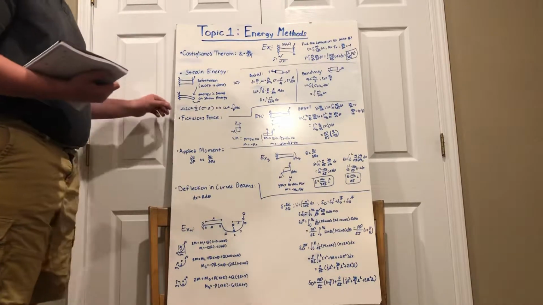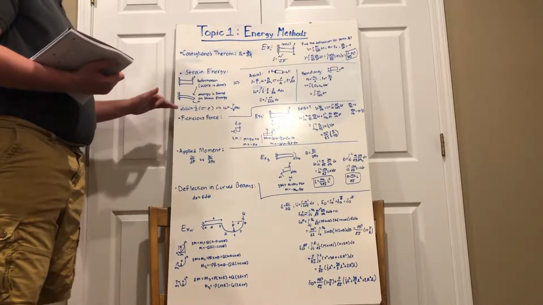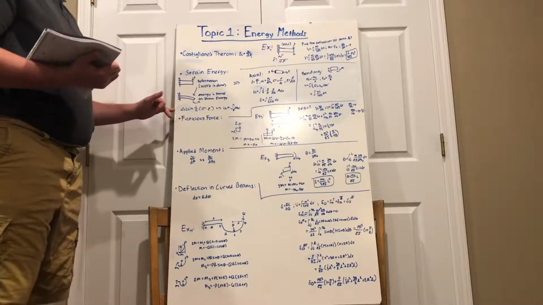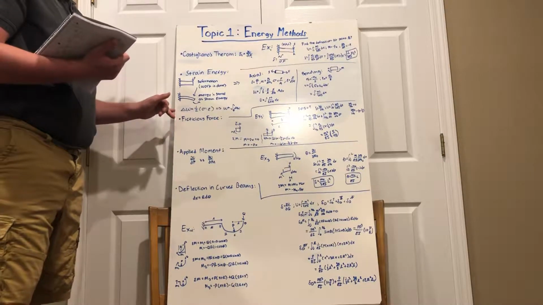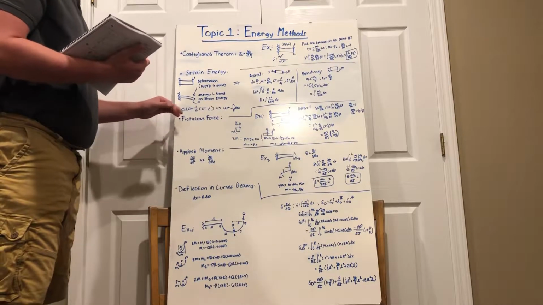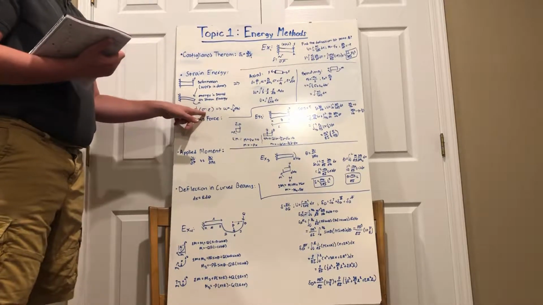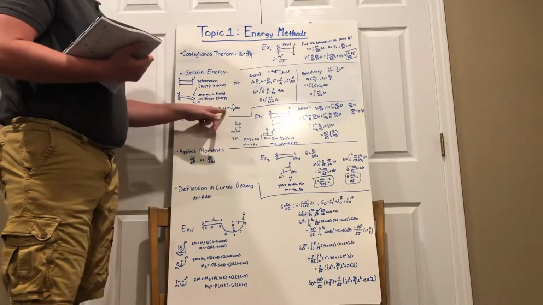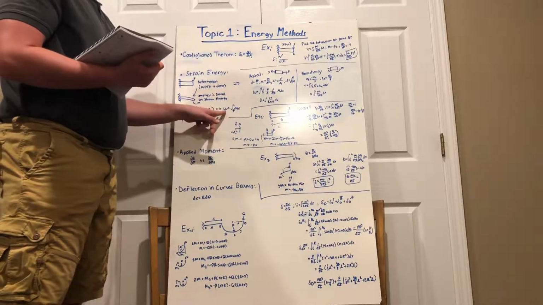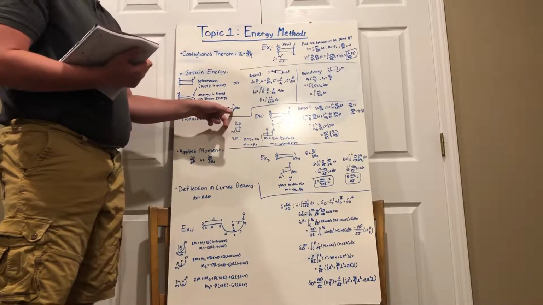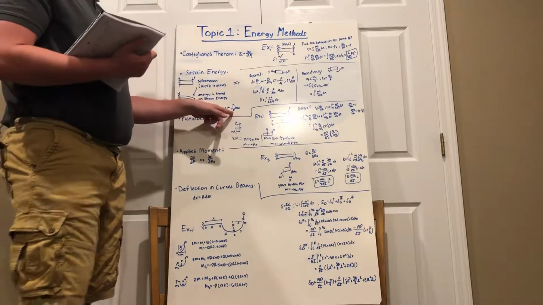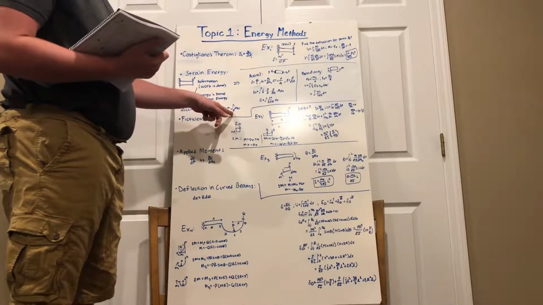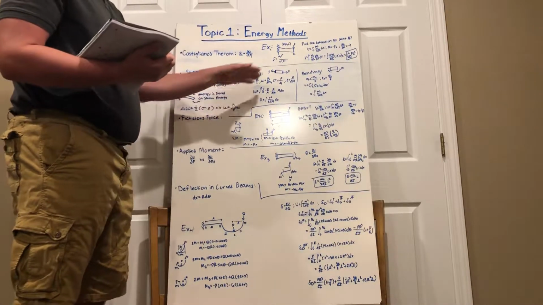For a general problem, we define strain energy per unit volume, delta W, as 1/2 times sigma, which is stress, times epsilon, which is strain. To get the normal strain energy, we integrate that over the volume. To do this, we're going to have multiple different types. One would be axial, one would be bending.